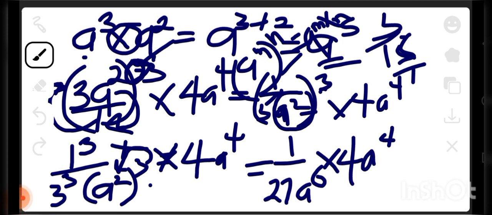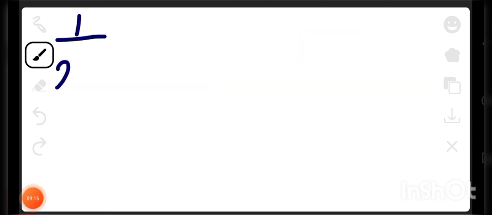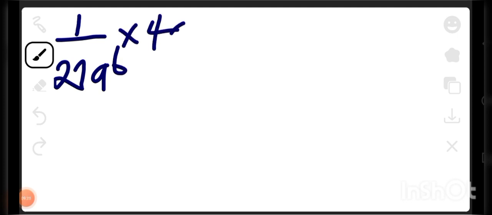So the next thing we are going to have will be 1 over 27, a^6 times 4a^4. So this will multiply this. 4a^4 times 1, that's 4a^4.